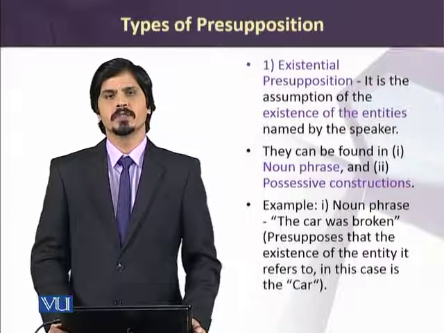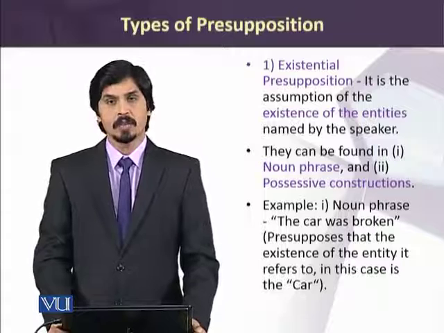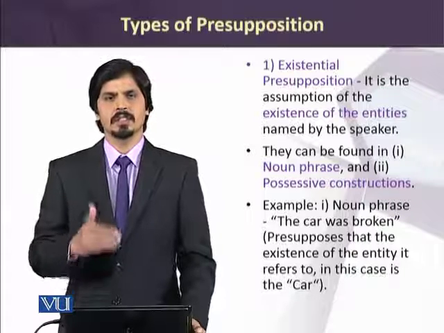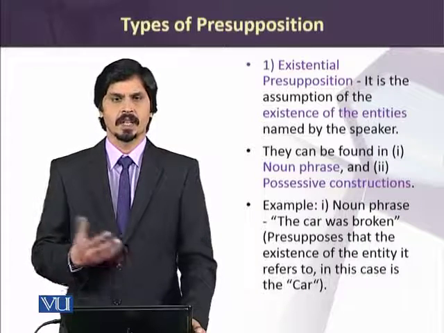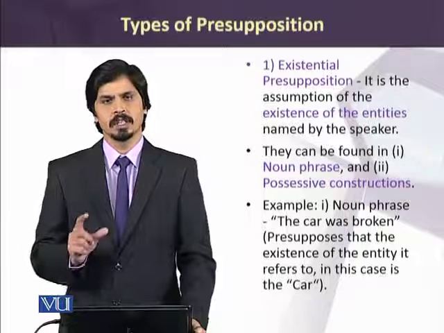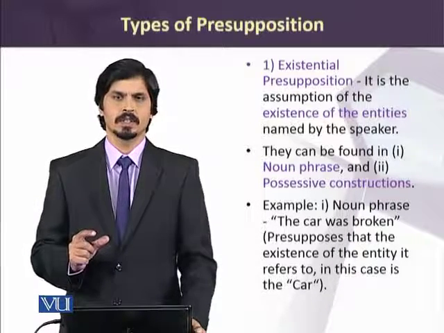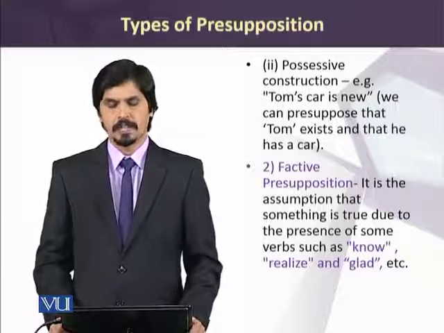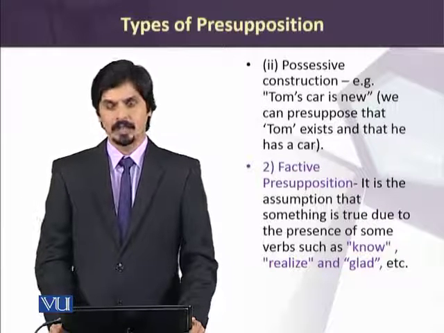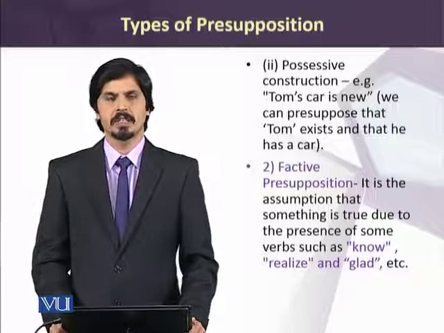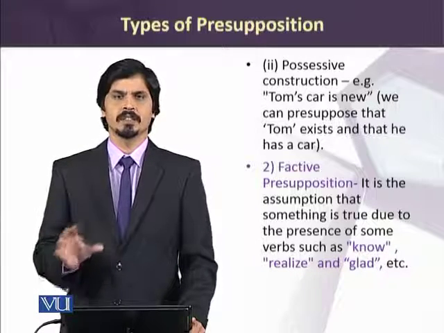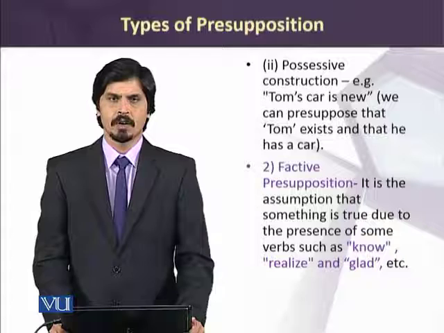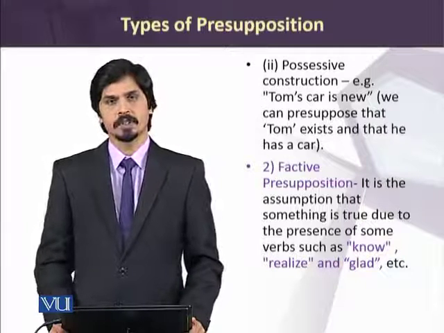For example, in a noun phrase, we can see a statement here: the car was broken. Here we can see that there is a certain car which exists, and that car was broken. So it shows the existence of a car here. Then in possessive constructions like Tom's car is new, we can presuppose that Tom exists and he has a car. So both Tom's and the car's existence has been stipulated, assumed in such statements. Moving forward to factive presupposition.